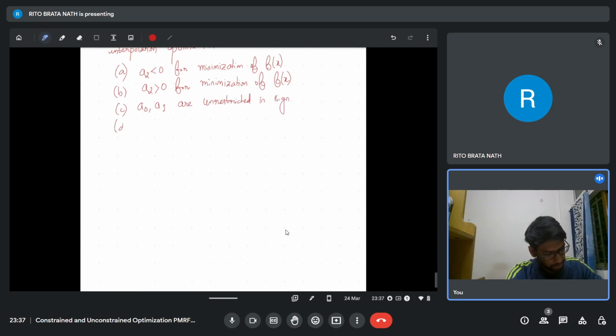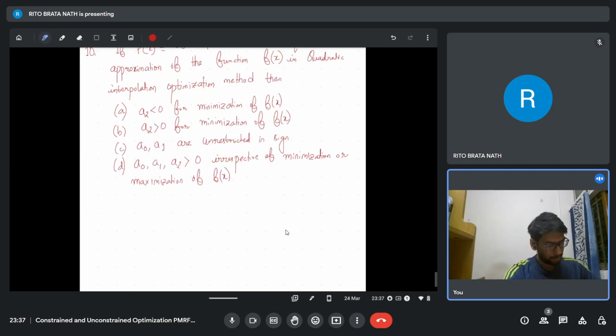And option D is A0, A1, A2 all are positive, irrespective of minimization or maximization of fx.